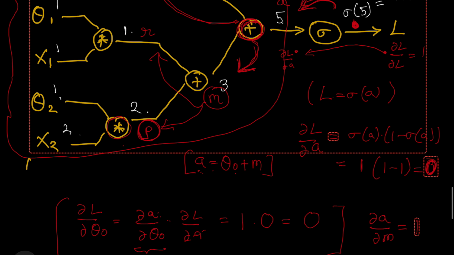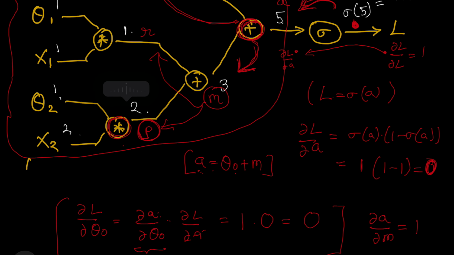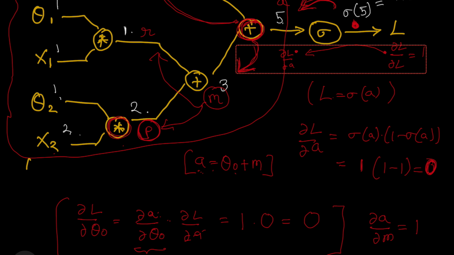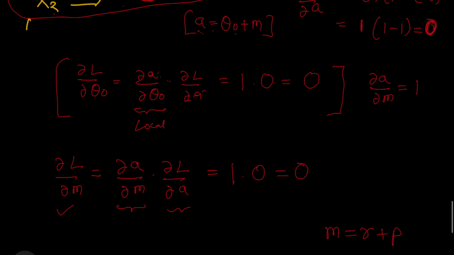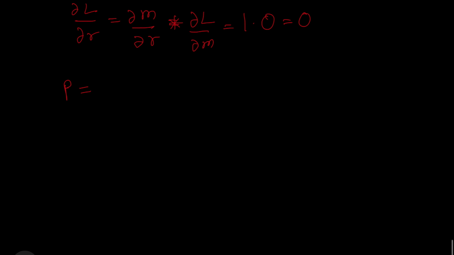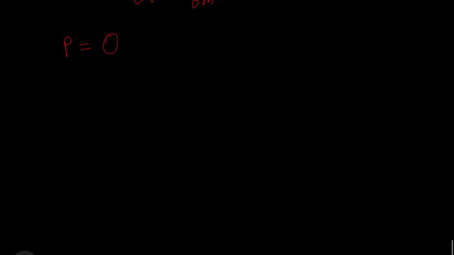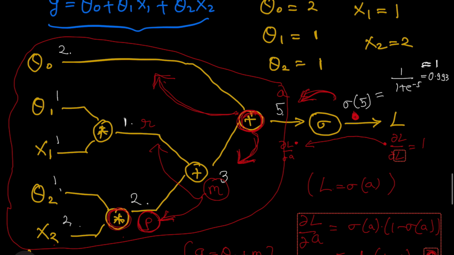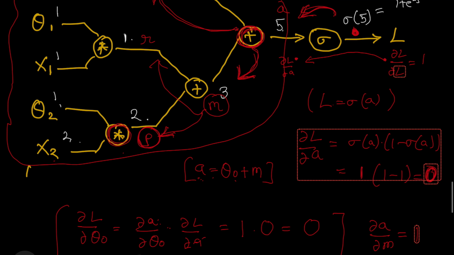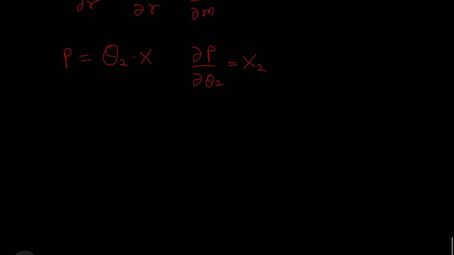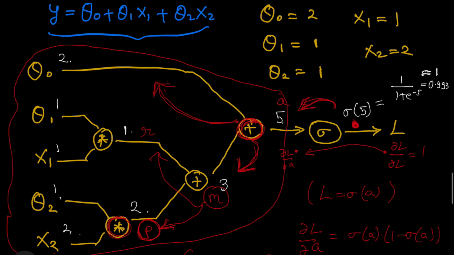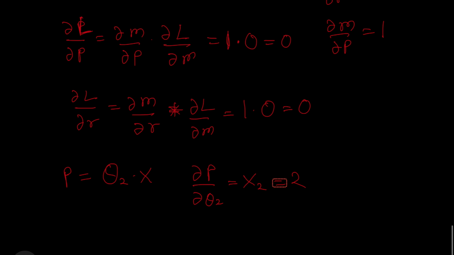Now we are at this point. Now again the same logic. What is P? P is nothing but theta 2 times x. So calculate the local gradient, that is del P over del theta 2, and then you simply multiply with the oncoming gradient, that is the global gradient. So again the same logic. P is theta 2 times x. So local gradient del P over del theta 2 would be x. What's the value of x? Was it x1 or x2? This is x2, sorry. So x2, this was I guess 2, right? Yes, it's 2, x1 is 1.